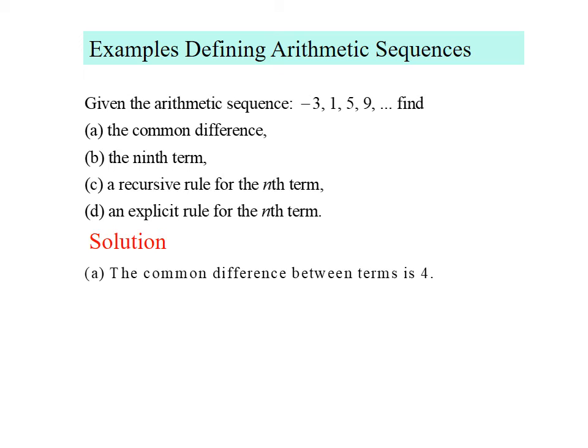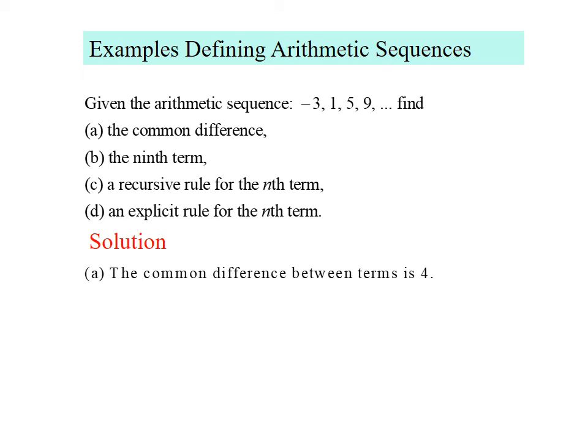Okay, to find the common difference of this sequence, we can pick any term and find the difference between that term and the preceding one. For example, if you pick 1, the preceding term is -3, 1 minus -3 is 4. If you pick 5, the preceding term is 1, 5 minus 1 is 4. Similarly, 9 minus 5 is 4. One thing you have to pay attention to is that the common difference should be constant throughout the terms of the sequence.